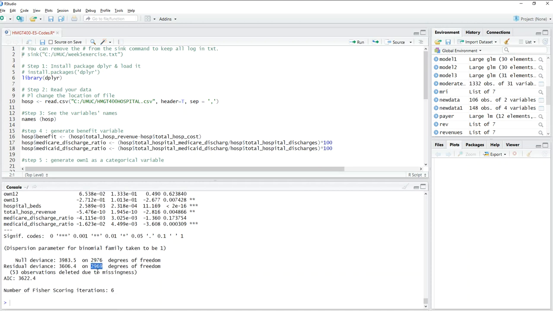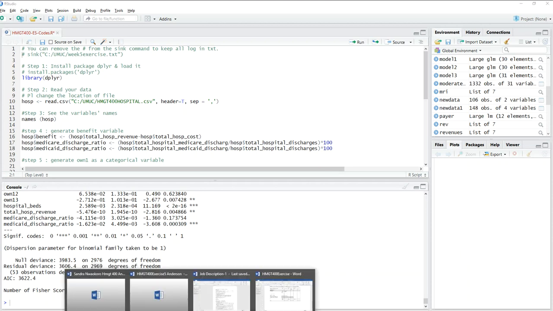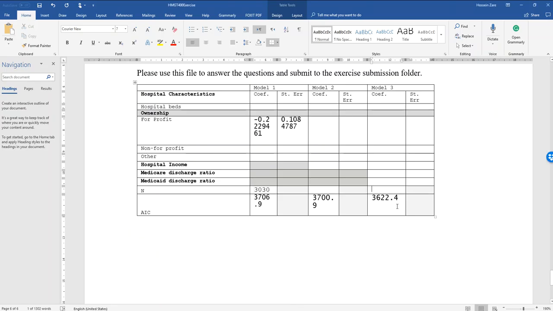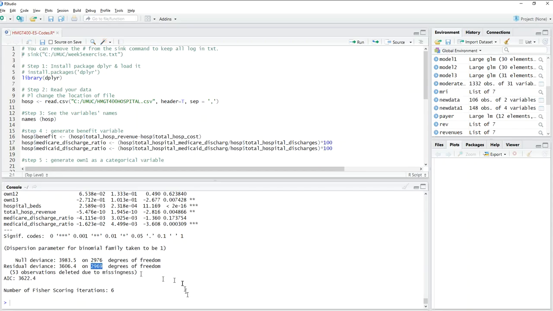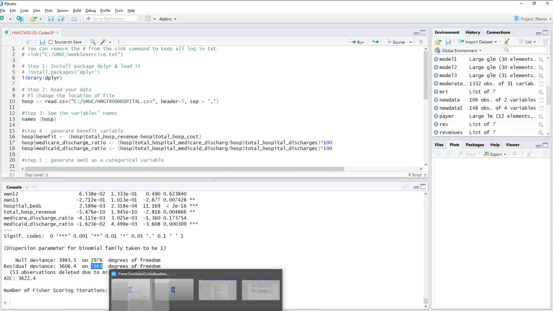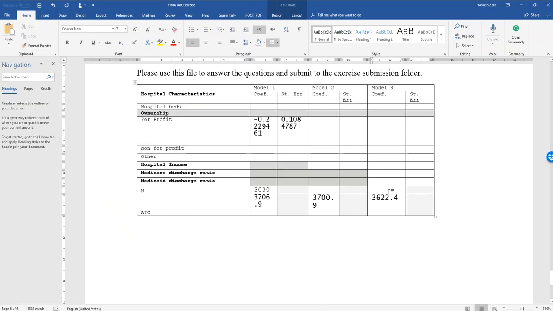So k is 7, plus 1, 2969. The number of observations for the last model is going to be, and what was that? 2969 plus 1, 2970. 2970. Okay, that's it.